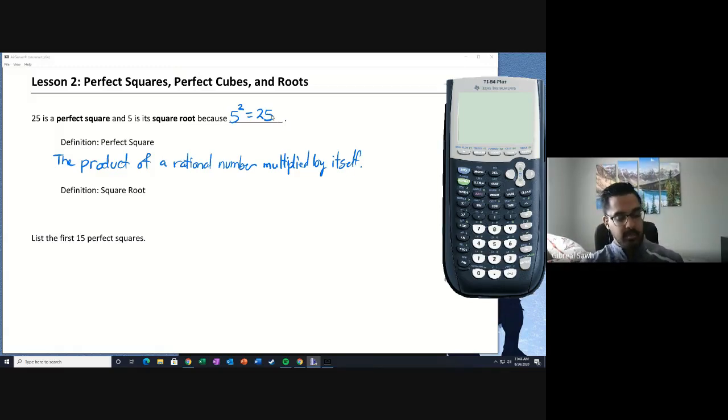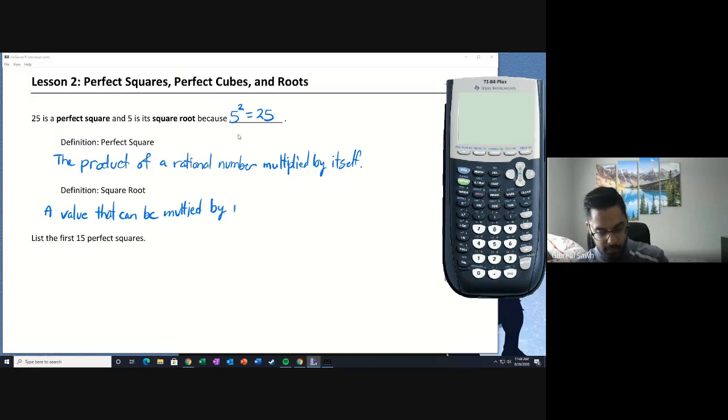Now, the other side of this, we have to think about going backwards. What if I start with the original number and try to find the value that, when I square it, I get my original? And that's what we're going to call the square root. Okay, and we're going to say that it is a value that can be multiplied by itself to give the original number.